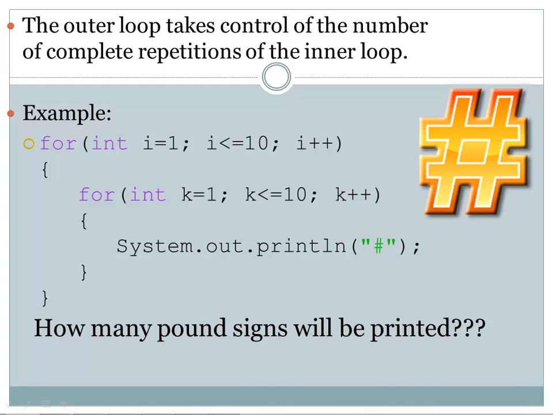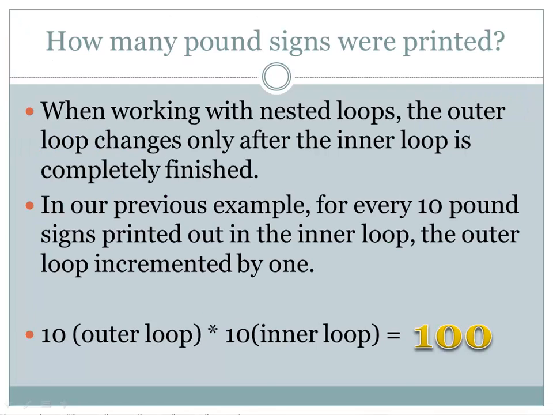In this example, we have for int i equals 1, while i is less than or equal to 10, i plus plus. The nested loop reads for int k equals 1, while k is less than or equal to 10, k plus plus. Then we print out a pound sign. How many pound signs will be printed total?